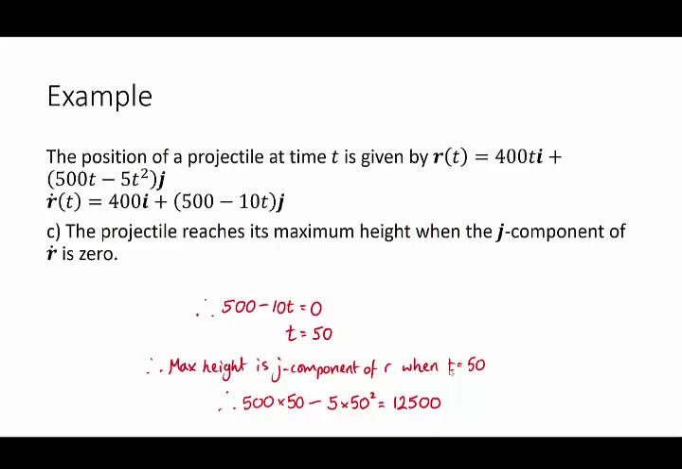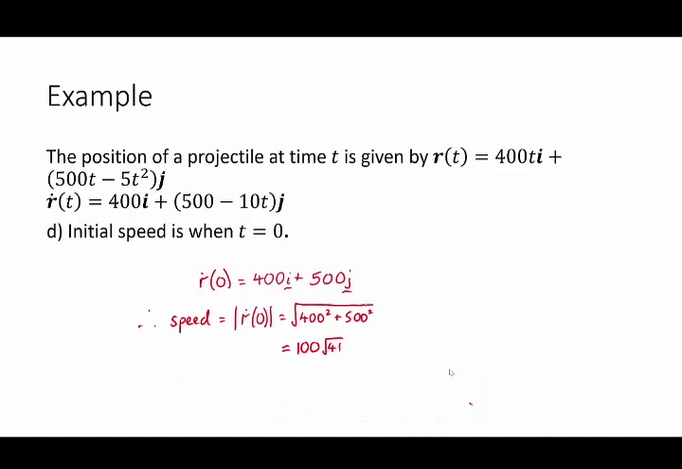Perhaps we could even have got that from the fact we knew the total time was 100 and we knew that it was a parabola and there's symmetry. So we're putting that into r, and we know it's the j component of r that is the height, so we're looking at the j component of r when t is 50. We make the substitution and we have our answer.